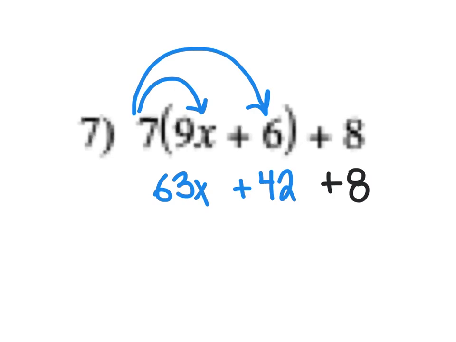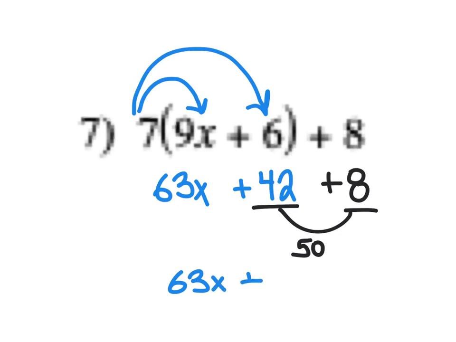Now again, my like terms are going to be my 42 and 8. We call them constants because neither number has a variable. 42 plus 8 is 50. So my final answer, simplified, is 63x plus that 50.